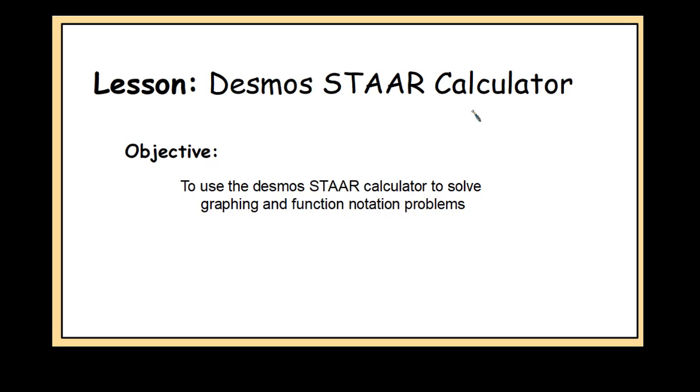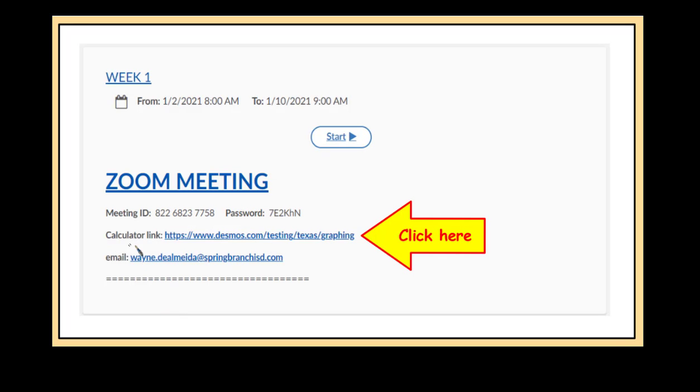Today's lesson is on the Desmos Staar calculator, which is the calculator we're going to be using this semester. The objective of today's lesson is to use the Desmos Staar calculator to solve graphing and function notation problems. The calculator link is found on the It's Learning page right under the Zoom meeting link. All you have to do is click right there and that will take you to the calculator page.